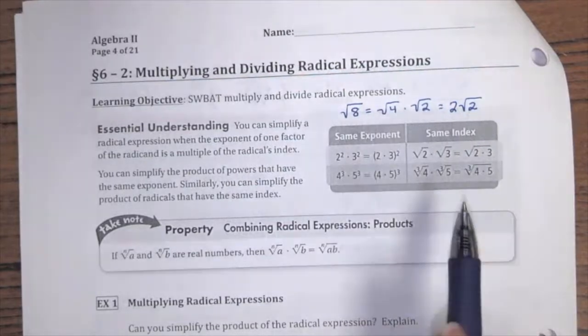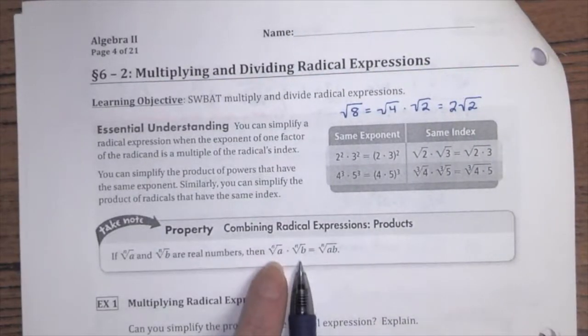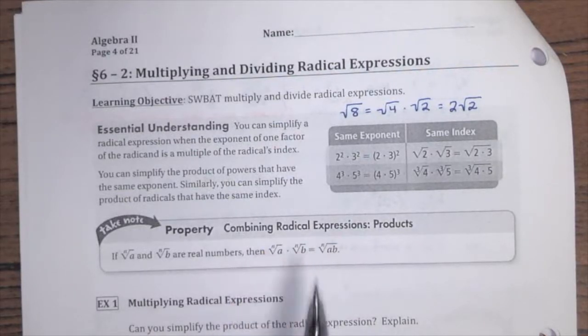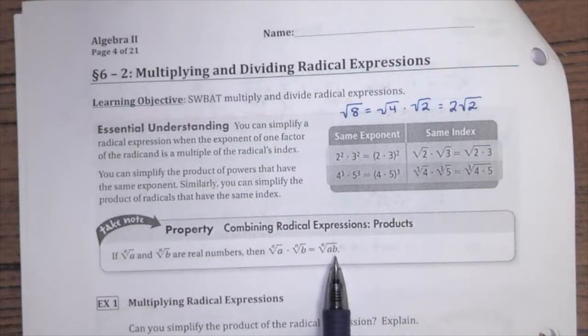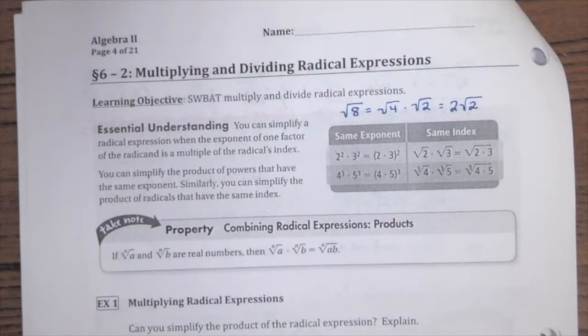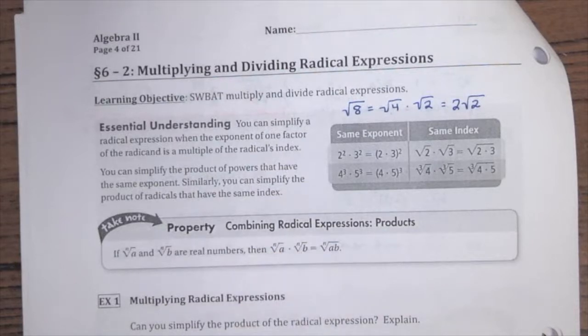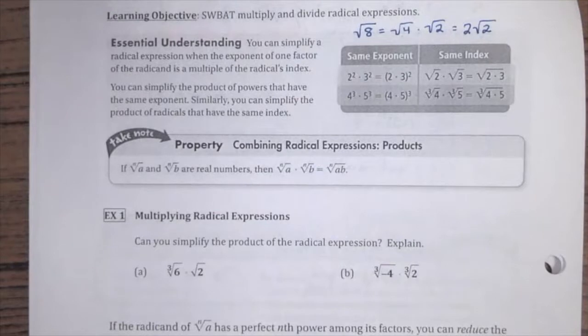All right? So the product rule is if you have any two roots, but the only catch is they both have to have the same index, then you can multiply them together under the same radical sign. All right? If they don't have the same index, you can't do it. We can simplify them, but we don't know how yet. We're going to learn about that in a few sections. So, what I'm going to do first is go down here to some examples and show you.